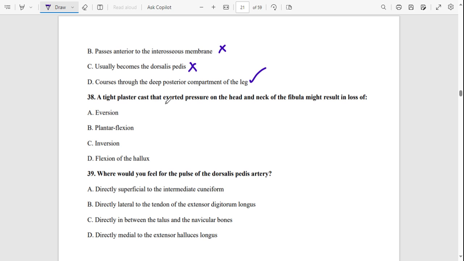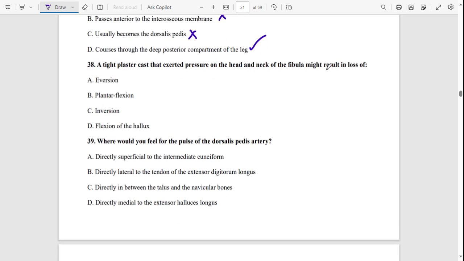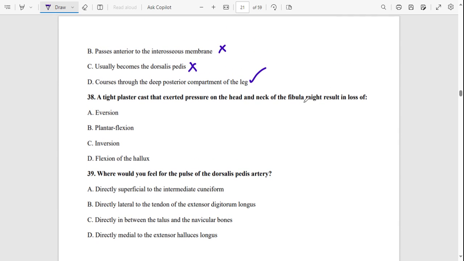A tight plaster cast that exerted pressure on the head and neck of the fibula might result in loss of. So there is compression on the fibula. It should actually be the fibular nerve, even if it wasn't the complete fibular nerve. So what is it going to result in? If you compress the fibular nerve, what is it going to result in? Loss of eversion. Remember what we had said? We said that eversion is by the fibula, while inversion is by the tibia.